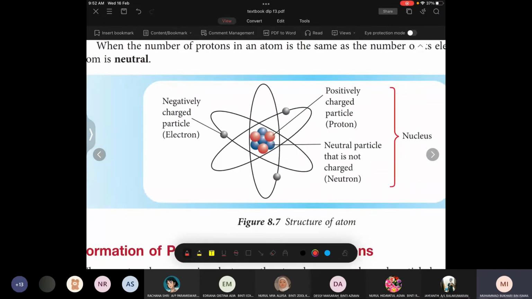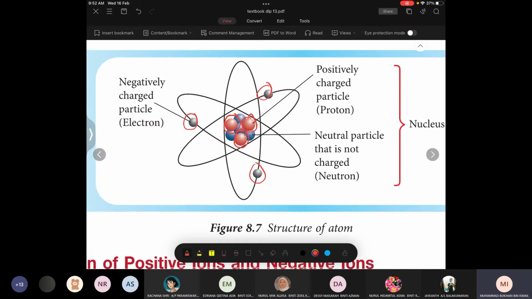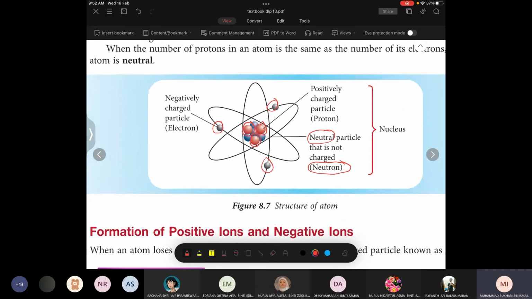Okay, we see how many electrons we have here. 1, 2, 3. Okay, 3 electrons, which are negatively charged. And the number of protons is 1, 2, 3. So we have 3 protons also. So the numbers are equal. That's why they are neutral in terms of charge. And we also have neutrons, and the neutron itself is neutral.